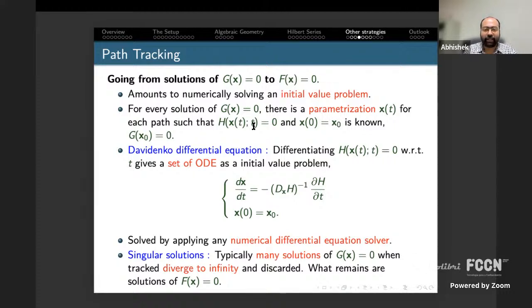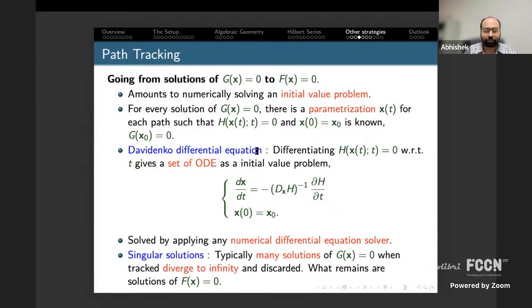So we have an initial value, which is x of 0 is x naught. We have the initial value, and then you are going to change this 0 and drag it to t. This is the t, so you will drag it to 1 ultimately. So this gives you a first order differential equation, which is the Davydenko differential equation, by which you can track it. So the solutions of g of x equal to 0 can be tracked to solutions of f of x equal to 0.